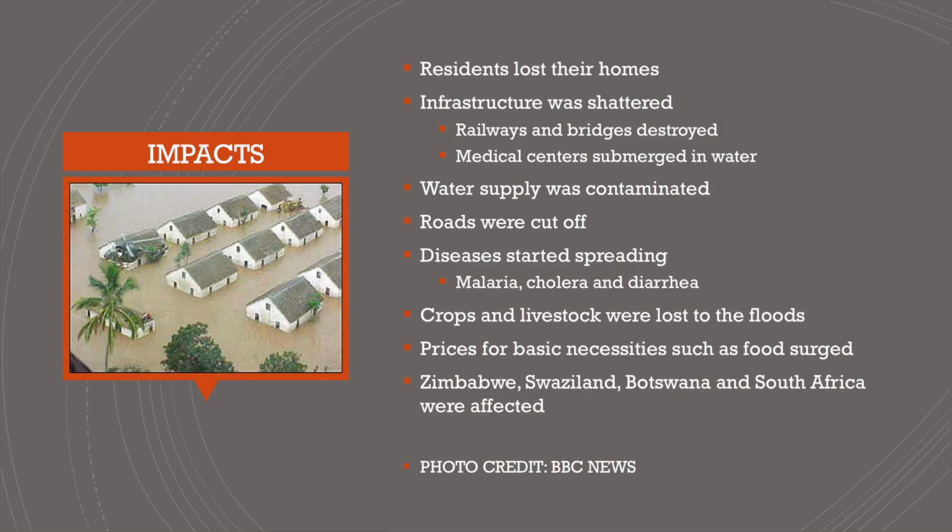Many residents were displaced by the flooding, losing their homes and climbing onto roofs and treetops waiting for rescue. The country's infrastructure was shattered, with roads, railways, and bridges destroyed. The medical centers were submerged underwater, and the water supply was contaminated. Last but not least, the roads were cut off as huge potholes began to appear.